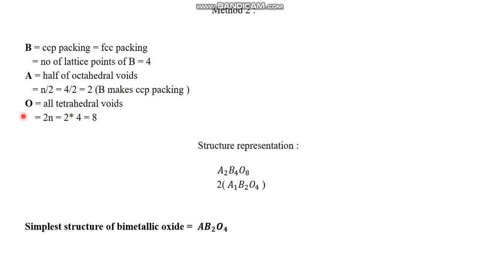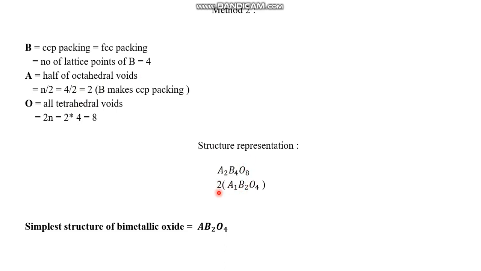Okay, and oxygen is occupying all your tetrahedral voids. So if N is your packing, the total number of octahedral voids will be N, and the total number of tetrahedral voids would be 2N. So if N is 4, the total number of tetrahedral voids would be 8. So the structure representation for the bimetallic compound would be A2B4O8, because the total number of A atoms is 2, B atoms is 4, and oxygen atoms is 8.